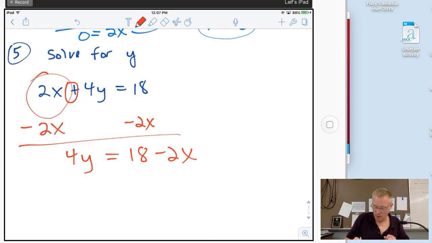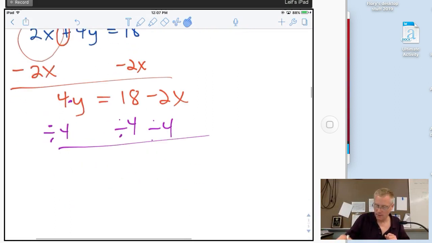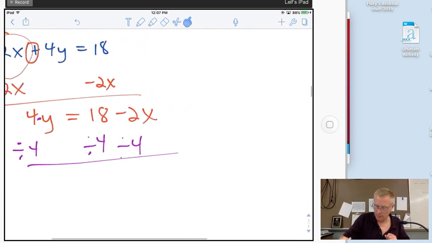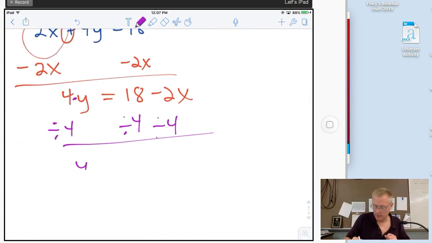All right, next, get the y alone. There is implied multiplication between the 4 and the y. The opposite of multiplying by 4 is dividing by 4. Okay. Now, y, oops, so these cancel. 18 divided by 4 is 18 over 4. 2 divided by 4 is 2 over 4.